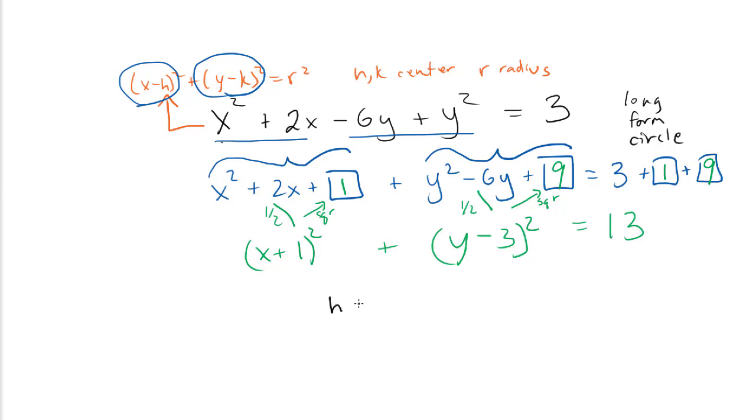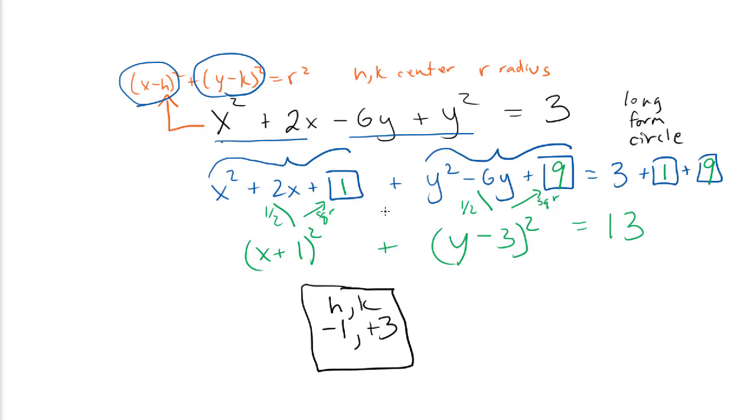My center of the circle, h comma k, is going to be: x plus 1 indicates h is negative 1, and y minus 3 indicates k is plus 3. Don't forget that sign change. That's very important. We saw that in our quadratics. You have to be careful of it in circle equations as well. See how many opportunities there are for sign mistakes?